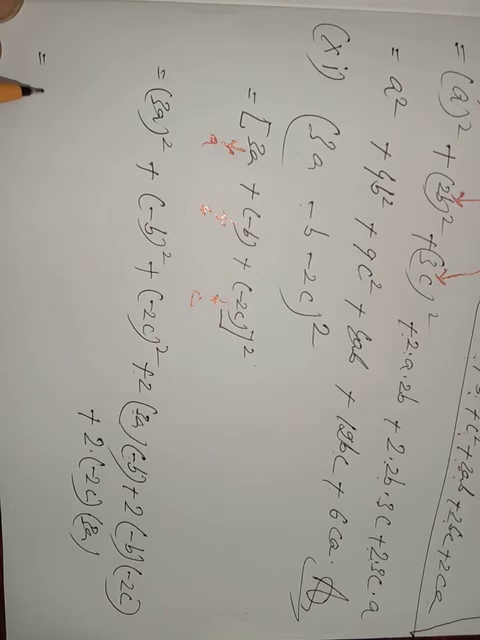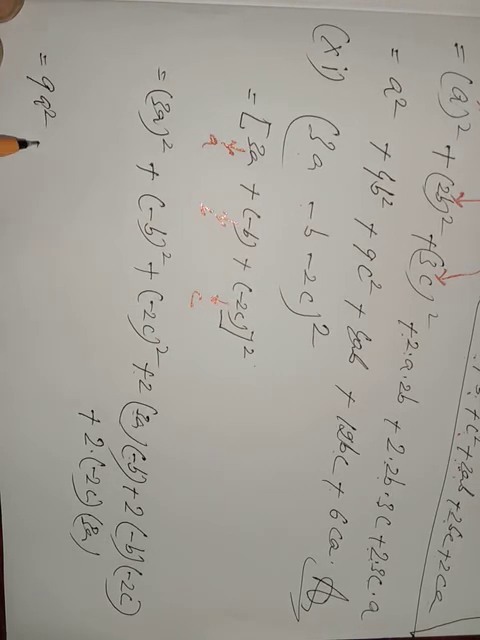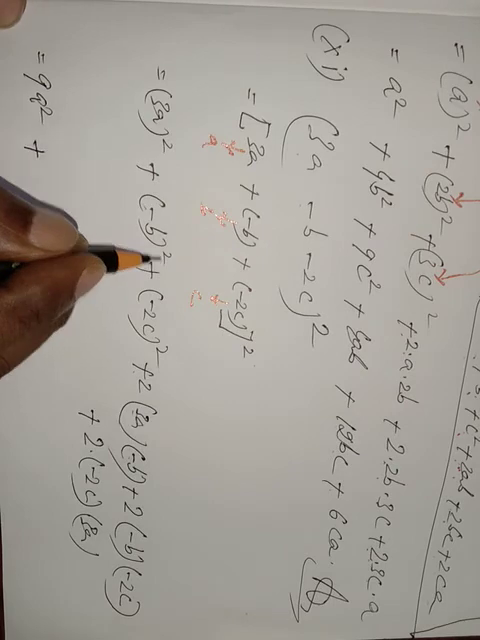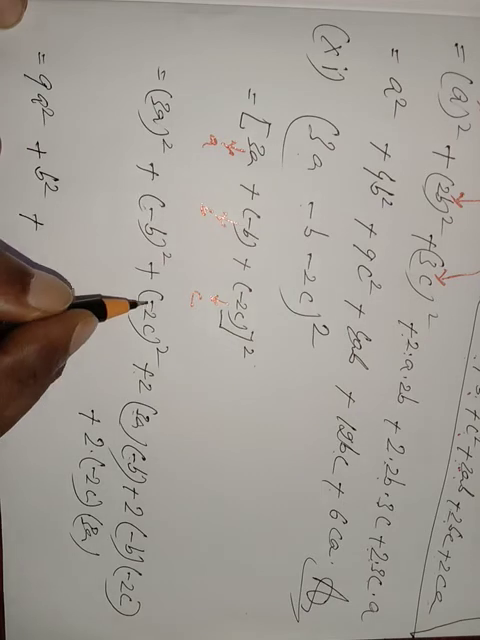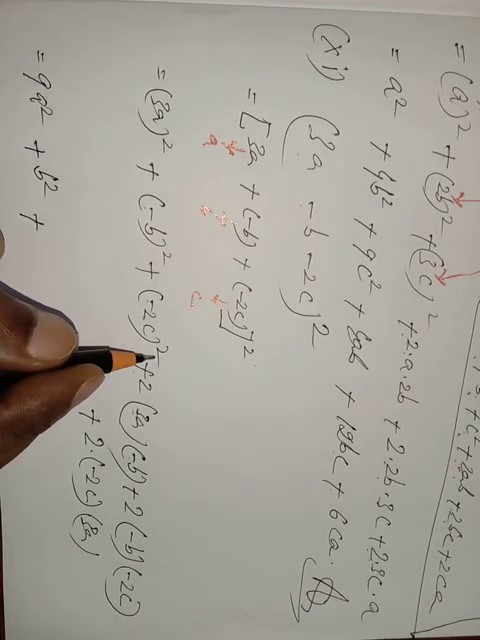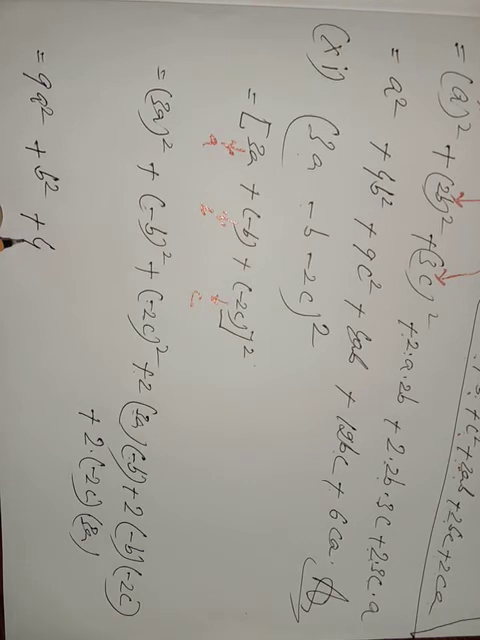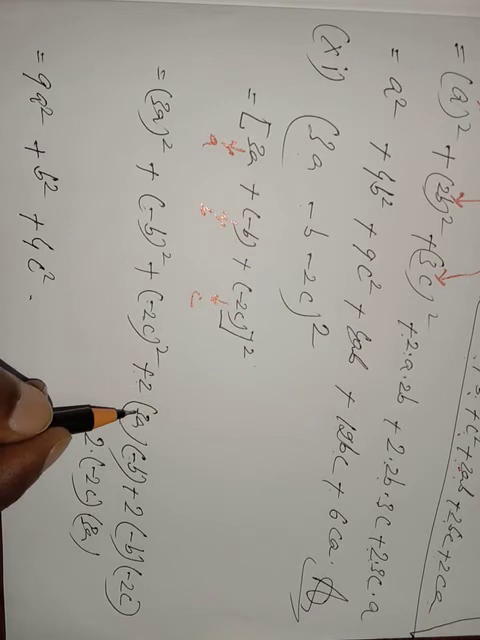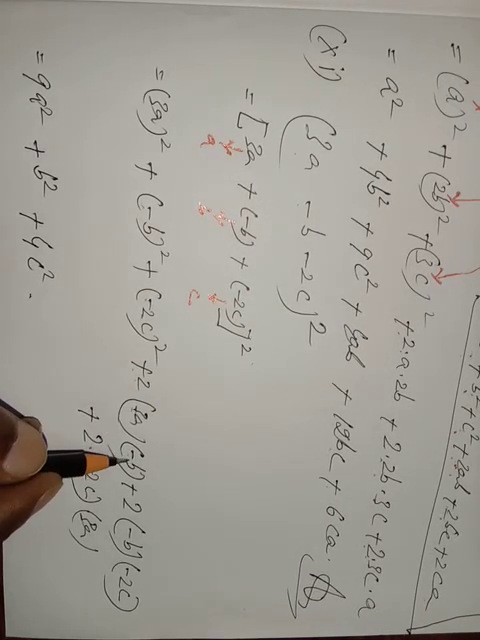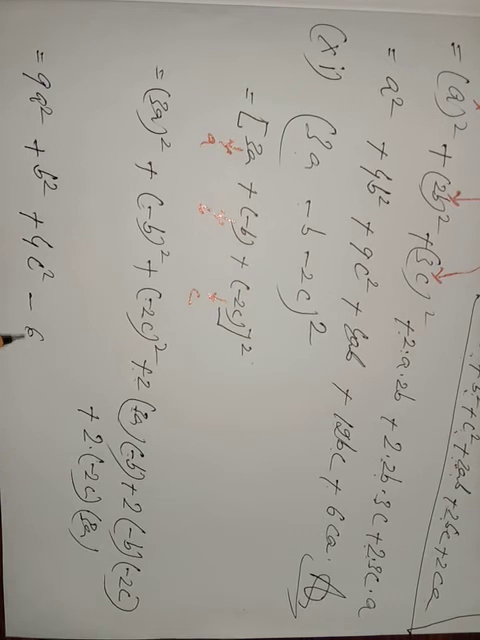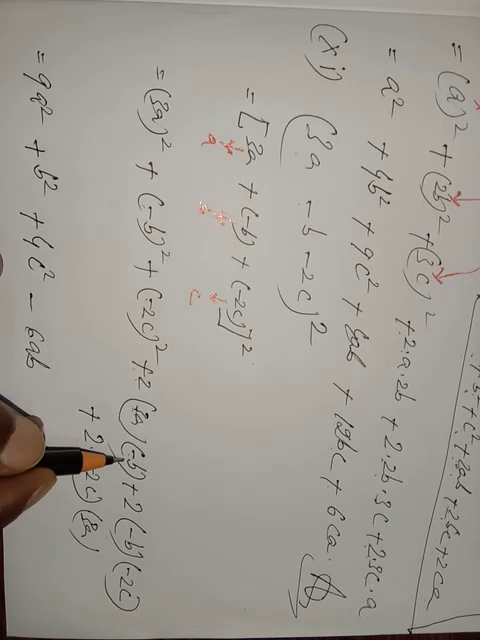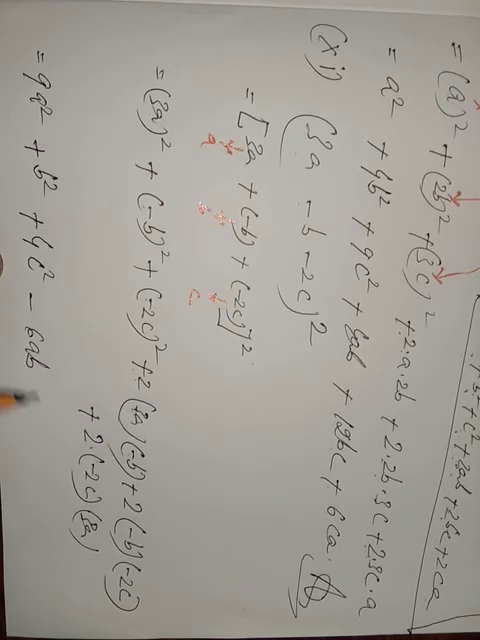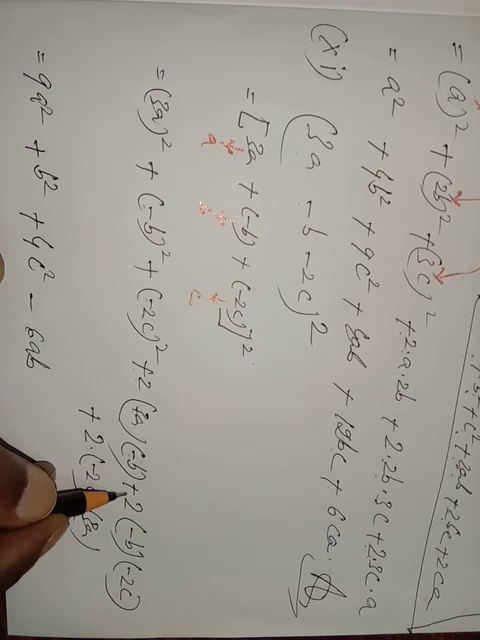(3a) whole square will be 9a square. Plus (minus b) whole square: if you multiply minus two times, this will be plus b square. Plus (minus 2c) whole square: whole square means multiplying two times, this will be plus. 2 whole square is 4c square. Now see very carefully: 2 into 3 is 6, a into b, minus b given here, so this will be minus 6ab. 2 into 3 is 6, 6 into minus b, that will be minus 6ab.